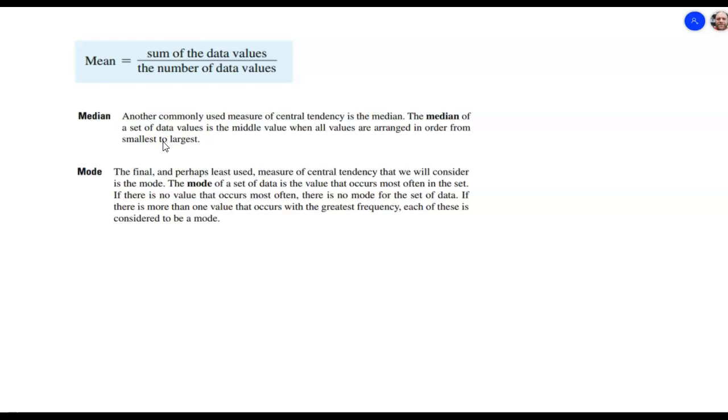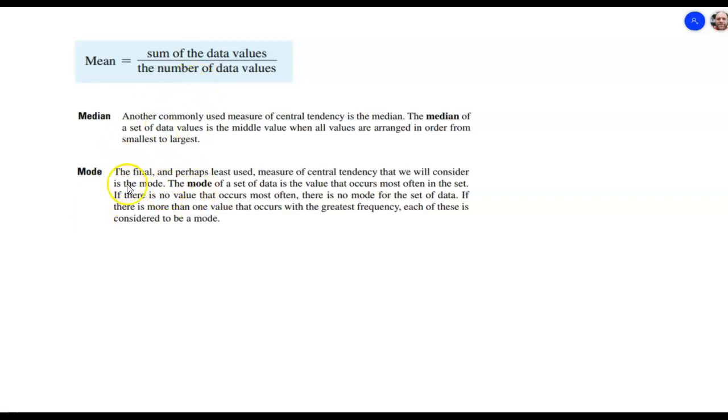But when we have an even number of values, like let's say we have 8 values, that means there's no actual middle number, because the 4th and the 5th numbers are going to be the middle numbers. So in the case where we have an even number of data values, we take the 2 middle numbers and find the average or the mean of those 2 middle numbers. We add those 2 numbers up and divide by 2.